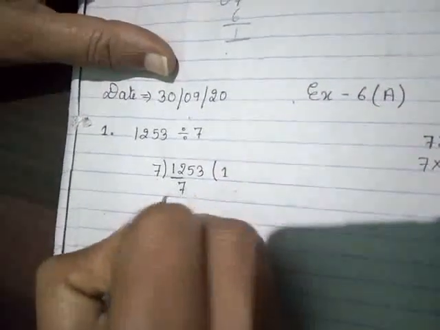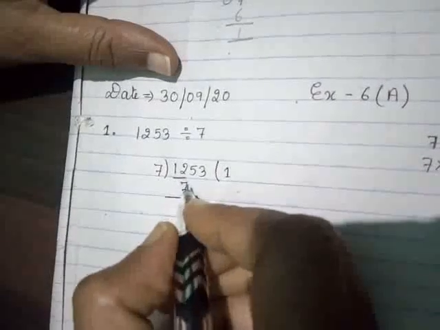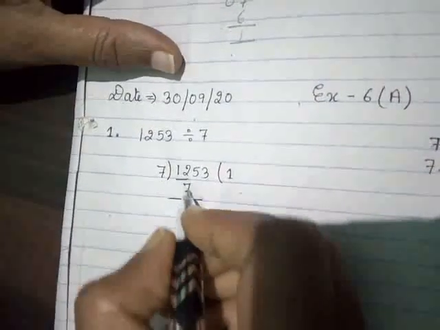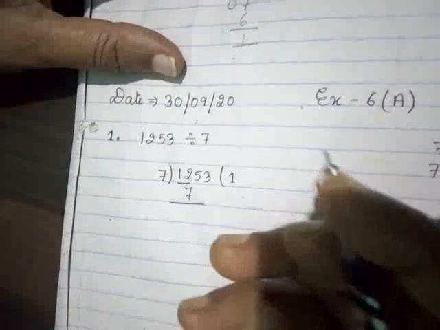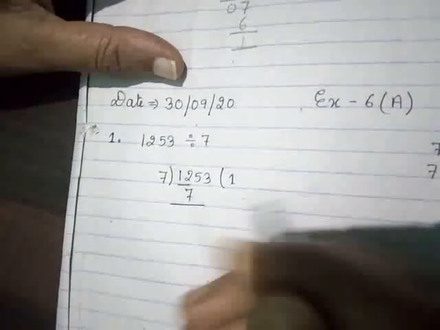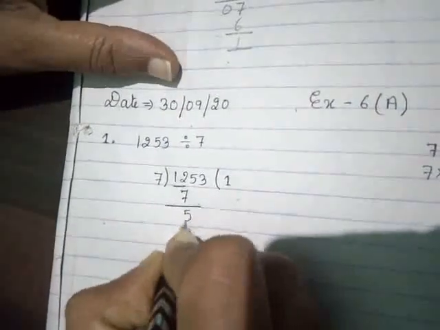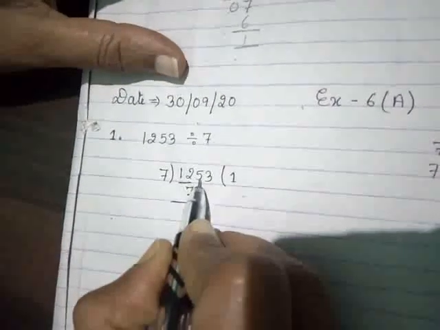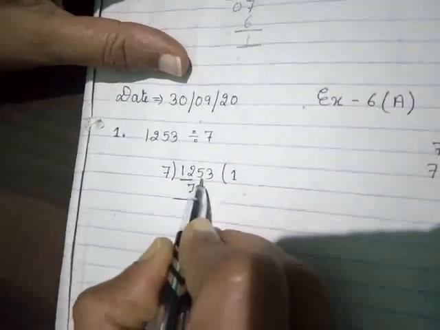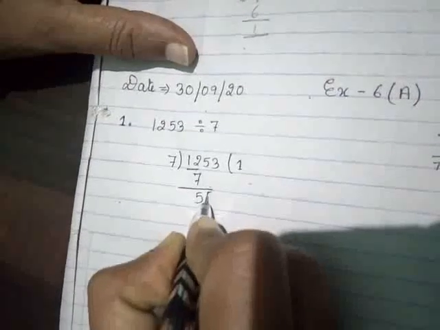So 7 ones are 7. Now we will subtract. So we know how to subtract. From 12 we have to subtract 7. So 8, 9, 10, 11, 12. So here is 5. Now we will put down the next number, that is 5.